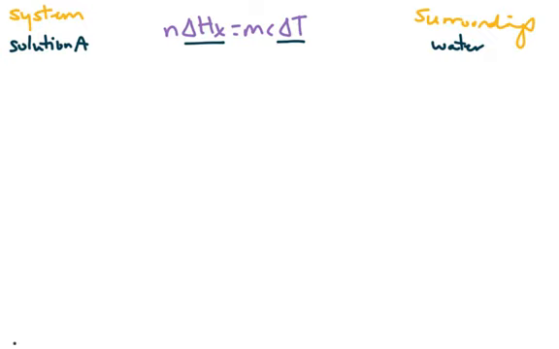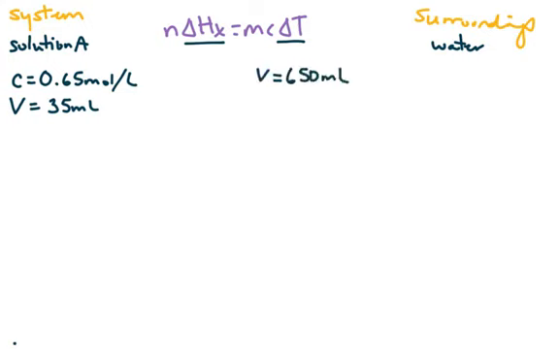So on the left-hand side for the solution A, we have a concentration of 0.65 moles per liter. Because it's a solution, we have different types of information being given here. A volume of 35 milliliters, and it's poured into 650 milliliters of water, and the temperature goes from 22.1 degrees Celsius to 14.9 degrees Celsius. And we want to know what the molar enthalpy is of our solution A. So a couple of things that we have to consider here.